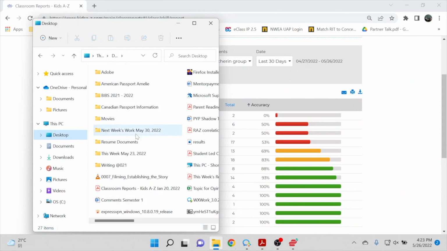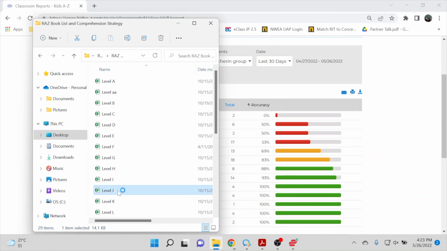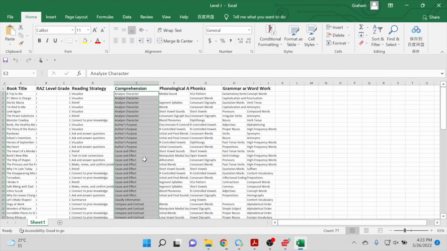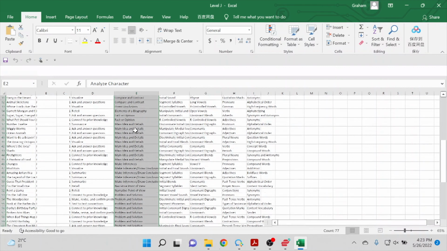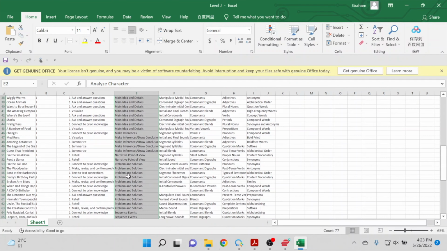To do that, we go into this file here, Raz Book List and Comprehension Strategy. I believe they were level J. Click on that, and remember I'm looking for a problem and solution. In the middle here is the comprehension strategies. So here we go, Broken Arm Blues. How about we find that one? Okay, let's take a look for J.